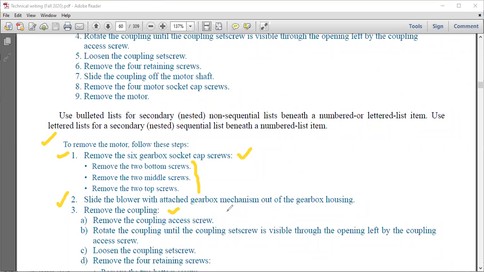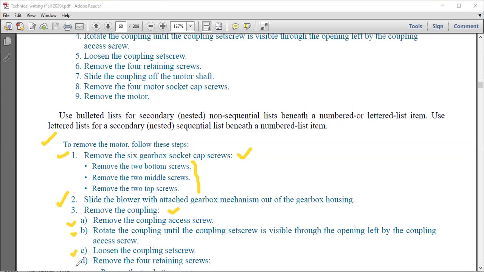They have numbered it, but then we have A, B, C, and D. Now what is this A, B, C, and D? This is secondary sequential. That means within this step, there are other steps which are to be sequential. So these are three broad steps, and under the third step we have further steps involved. That's why we have used letters over here.